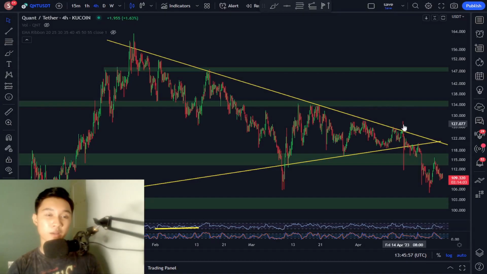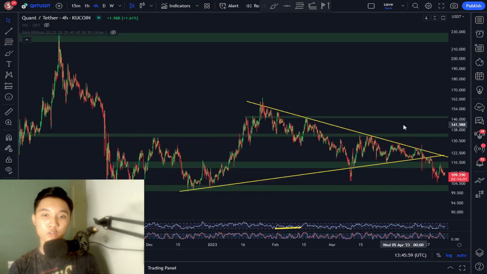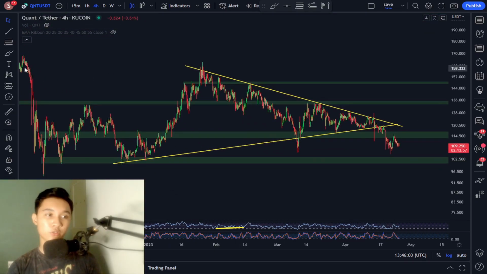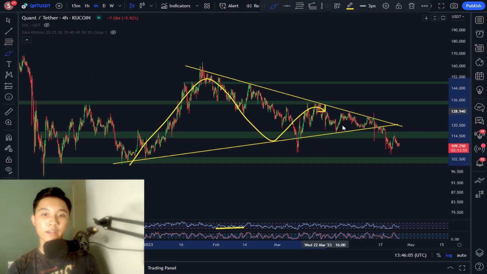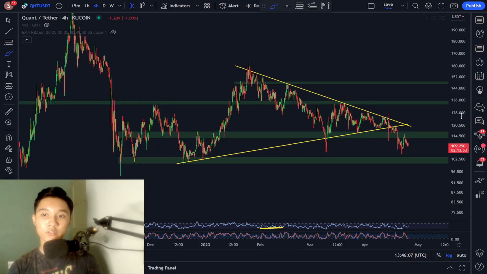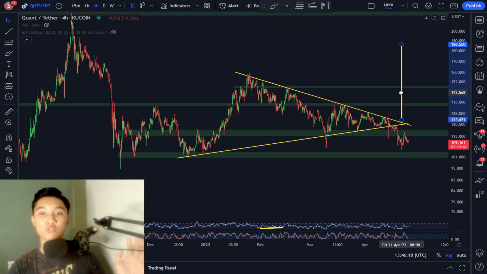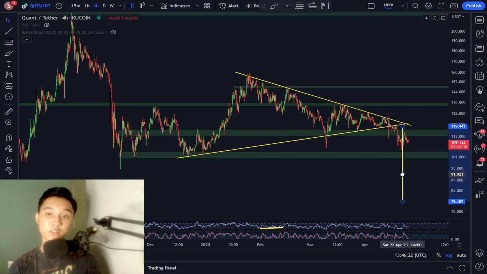So right now we are in the 4-hourly time frame. If you guys remember, we spotted this huge consolidation pattern a couple of videos ago. This huge symmetrical triangle right here. And I also mentioned the respective targets. I said if we do break above the triangle, we could see a pump that's going to bring us to a price target of 180 US dollars. However, if we do break below the triangle, we could see a dump that's going to take us to a price target of 80 US dollars.